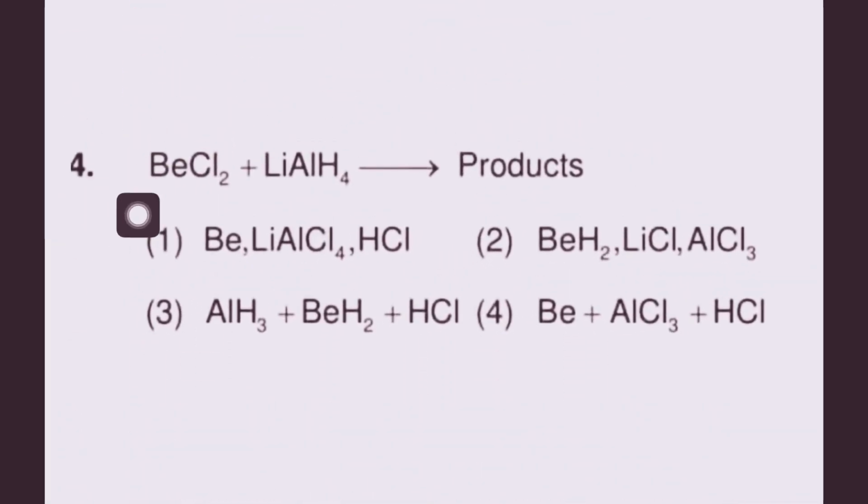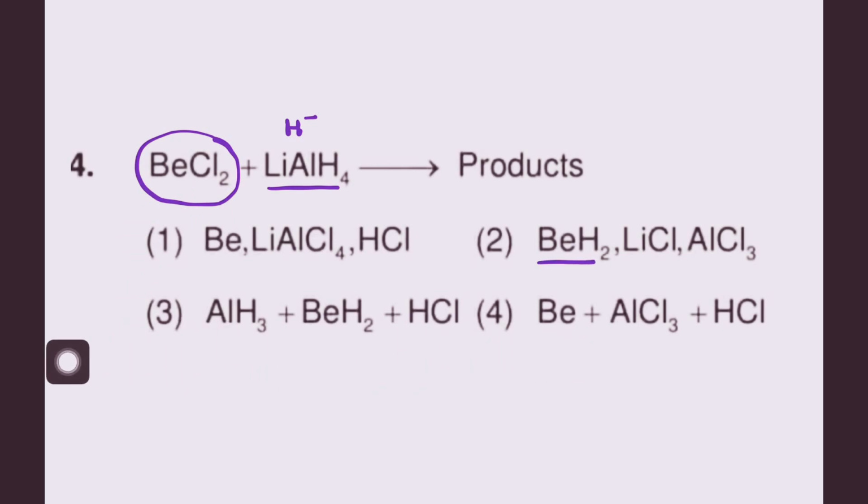Okay, this is a simple question that is based on the preparation method of BeH2. Okay, so BeCl2 is treated with lithium aluminum hydride, LiAlH4, that will give H minus, and it will replace the chloride ion from BeCl2 and will form BeH2. So one of the products is BeH2, and you can see here it is.